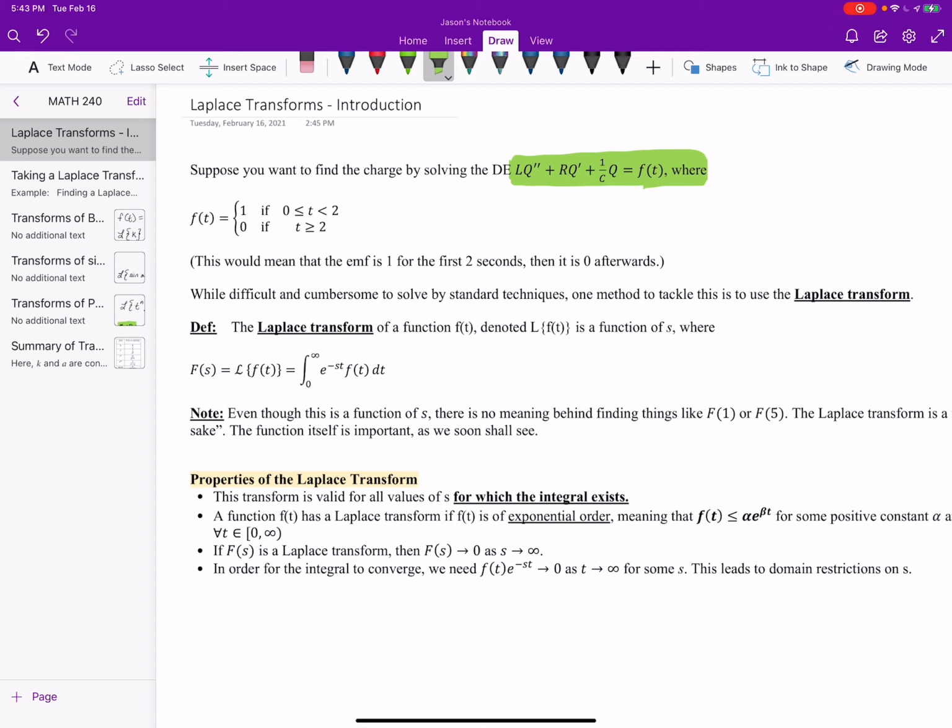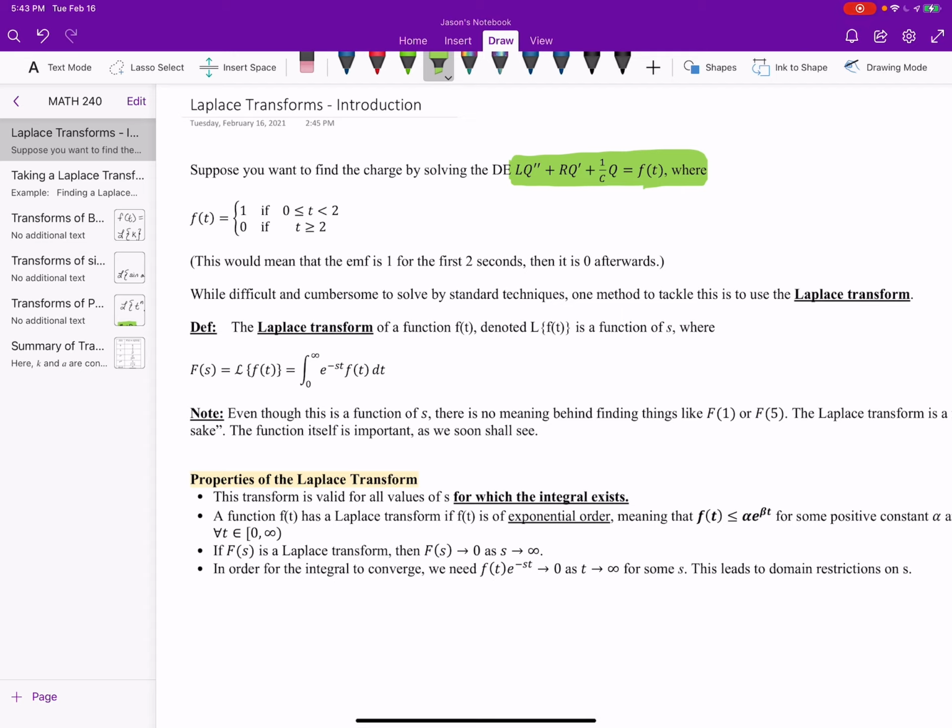Or in this case, f of t is equal to 1 for the first 2 seconds, and then after that, it's just gone. So we could use our other methods for solving this differential equation, but it would get very long and very tedious. So the Laplace transform, as we're going to find out, is actually the thing that's going to save the day.